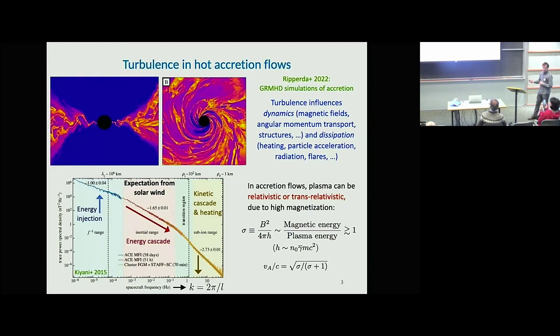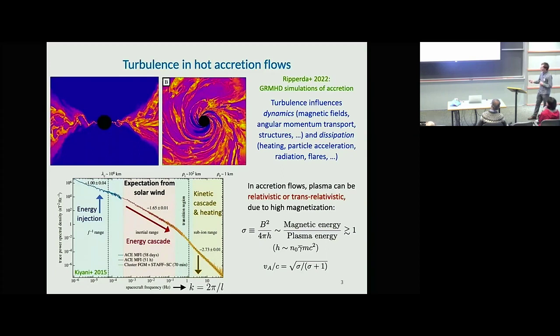This nice spectrum of the solar wind came up many times yesterday. I like it a lot. So we expect the turbulence to maybe look something like this, but with a much longer inertial range, because it's not limited to just 3 orders of magnitude like the solar wind. But qualitatively, it would be something similar.